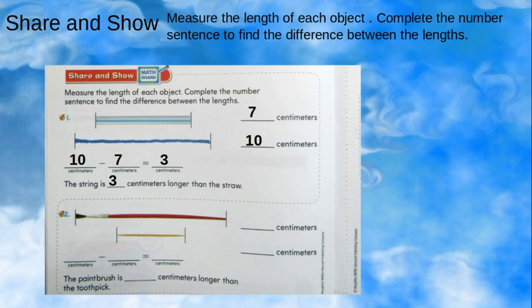Let's try number 2. Go ahead and measure the paintbrush and the toothpick. The paintbrush was 11 centimeters and the toothpick was 5 centimeters. Again, in order to find the difference or how much longer the paintbrush is than the toothpick, we need to put them into a subtraction sentence. So our subtraction sentence is 11 minus 5 equals 6. The paintbrush is 6 centimeters longer than the toothpick. All right, make sure you have all your answers filled in for those first two problems.